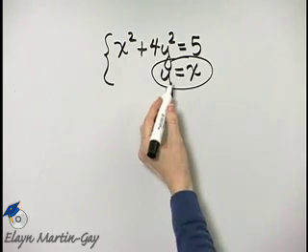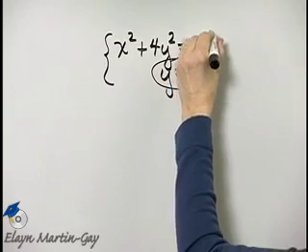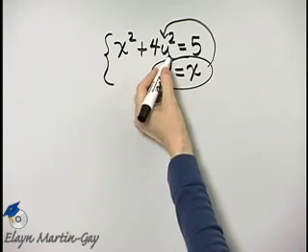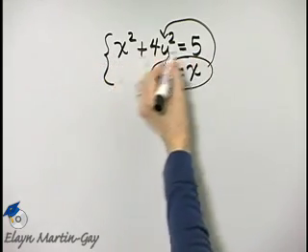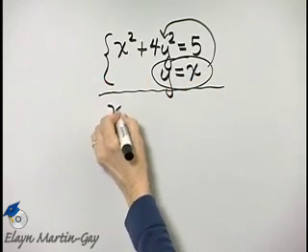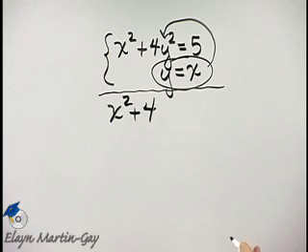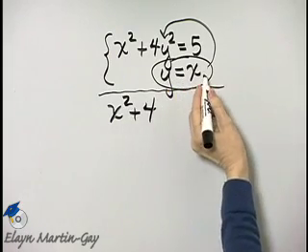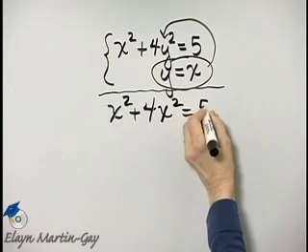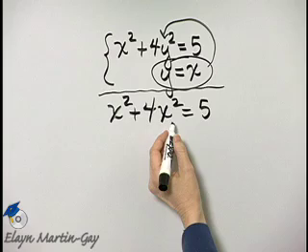So I'll take this, and instead of y right here, since y is equal to x, I'll write x. So I'm going to write down this first equation. And what do I write down? I write down x squared plus 4 times, now instead of y, since y is equal to x, I'll write down x, squared is equal to 5. And I have an equation in one unknown, x.